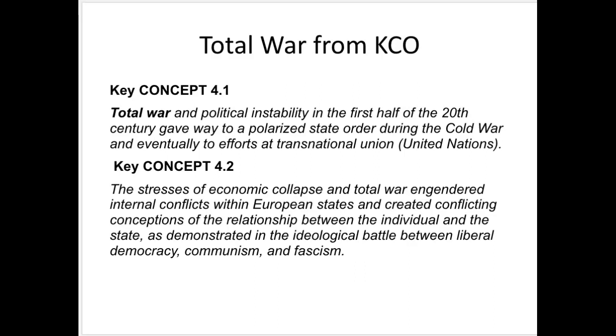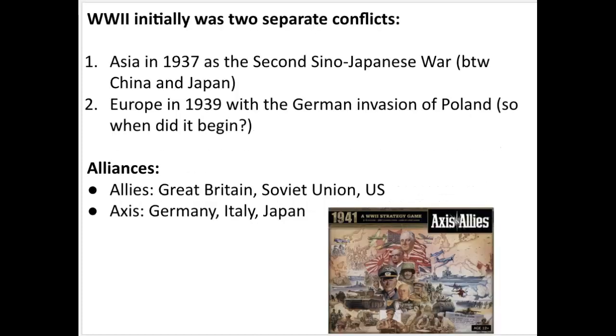Also, the stresses of economic collapse and total war engendered internal conflicts within European states, creating conflicting conceptions of the relationship between the individual and the state. This is a theme. This is one of the main themes of the 5 themes of AP Euro. How does the relationship between the individual and the state change? As demonstrated in the ideological battle between liberal democracy, communism, and fascism. Okay, so that's another concept that they want you to kind of think about big picture.